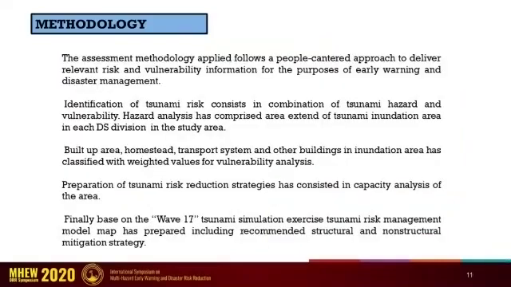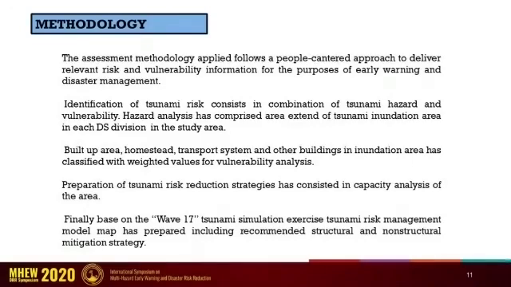The assessment methodology applied follows the people-centered approach to deliver relevant risk and vulnerability information for the purpose of early warning and disaster management. Hazard is identified with the score values of the tsunami inundation areas, and vulnerability is identified with the 3 variables: settlement, other infrastructure facilities, and built-up areas. The consequence analysis, in combination with the score values of hazard, vulnerability, and consequence, will identify the risk value.